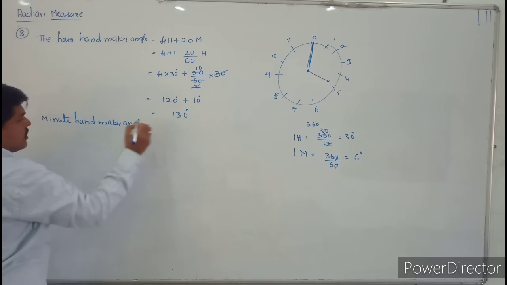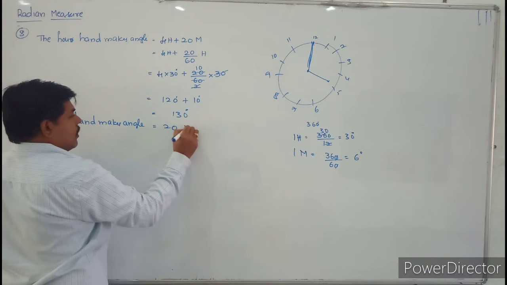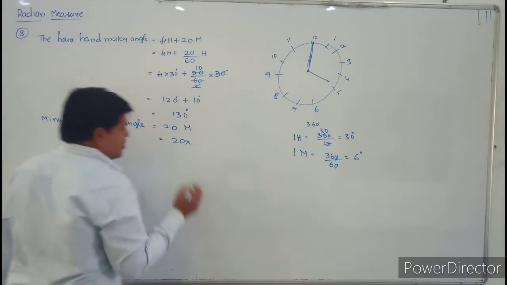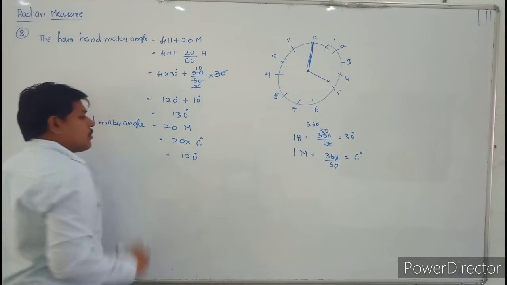Makes angle. What is that? How many minutes are there? That is equal to 20 minutes. So that is nothing but 20 into what is 1 minute? 1 minute is nothing but 6 degrees. We can convert into the degrees. It will make 120 degrees.